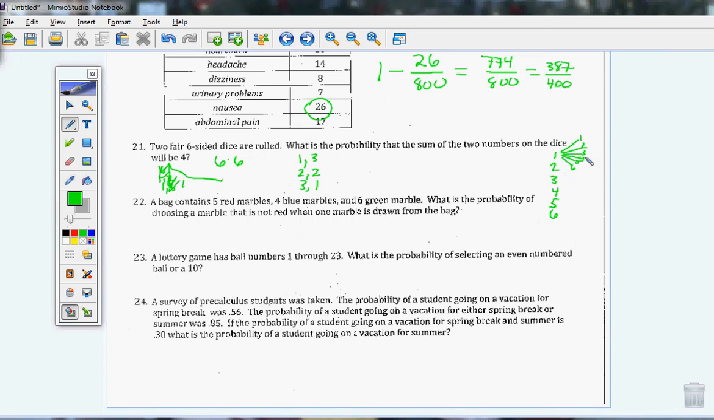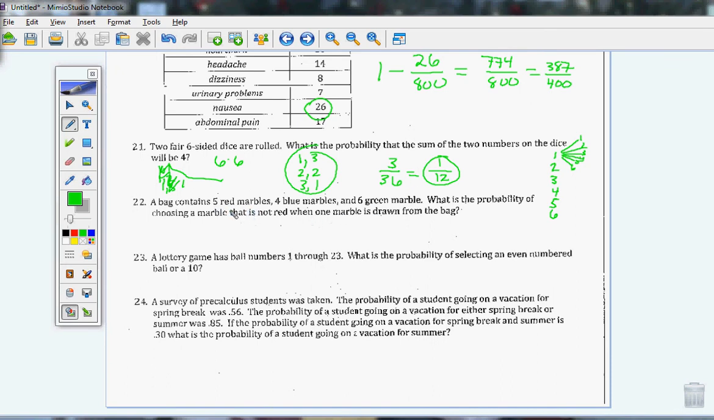We have a 1, 3, and then down here we have a 3, 1, so that's why those are reversed, but this is it. There's no more sums of 4. So basically I have 3 successes here. I have 3 successes out of 36 possibilities. And then obviously when I take a 3 out, I have a 1 out of 12 probability. Okay. All right, next one, just think about the bag.